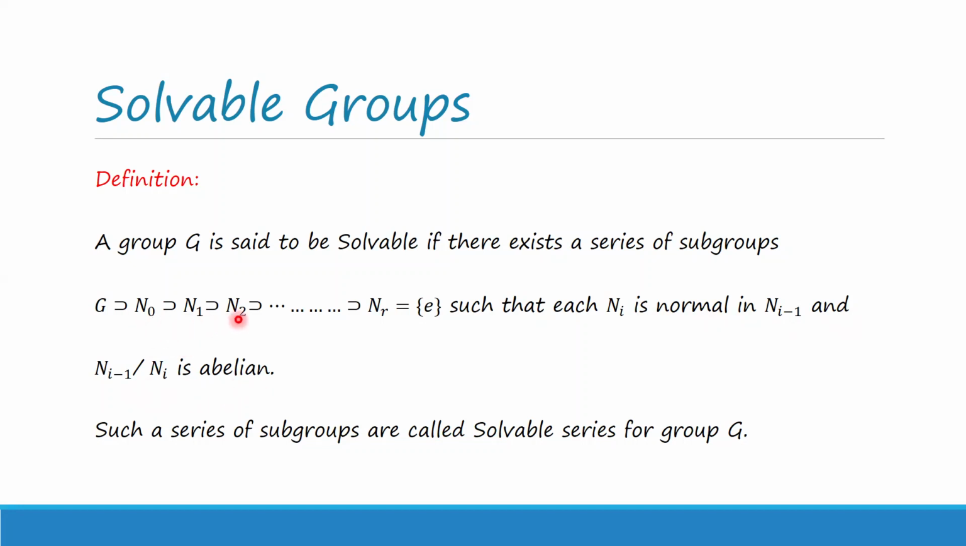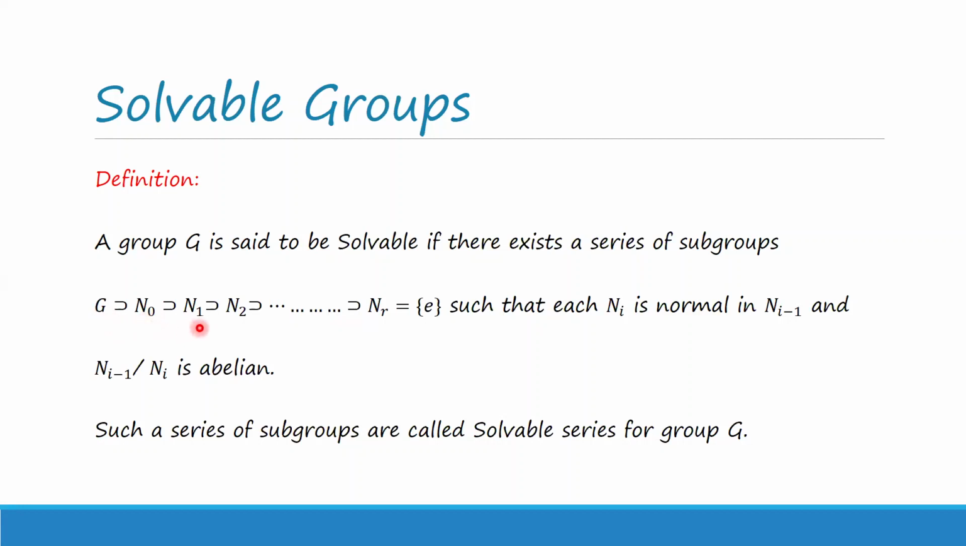That is, if I take this series of subgroups, here N0 must be normal in G. N1 must be normal in N0. N2 must be normal in N1. Similarly, E will be normal in Nr minus 1. Apart from that, G by N0 must be abelian.